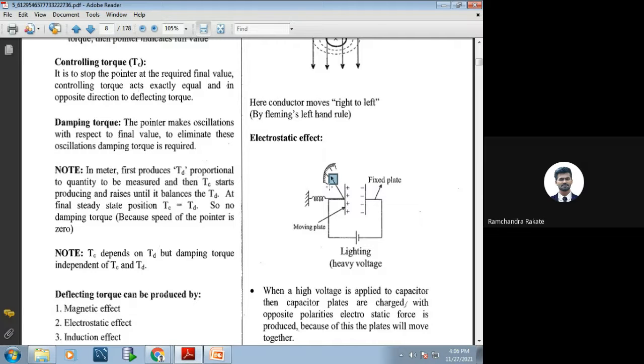Till the deflecting torque is present, which torque is present? Controlling torque is present. With the help of gravity control and spring control, when the deflecting torque is removed, we bring the pointer to the null position. Try to use technical words. This is null, this is FSD, full scale deflection, and this is midway of your calibrated scale. What kind of scale is it?